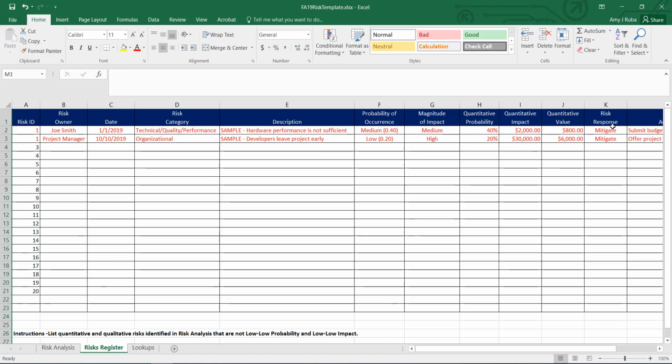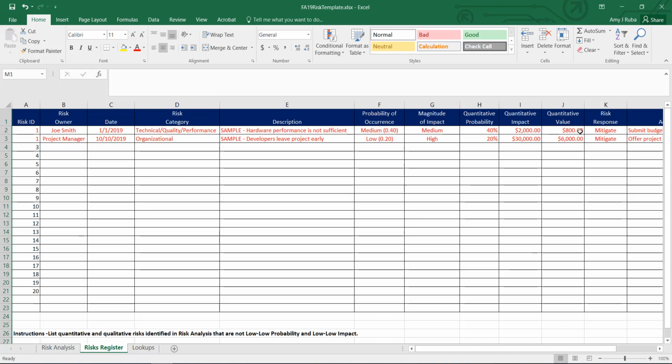For each of your quantitative risks, you will need to provide a quantitative probability, quantitative impact, as well as a quantitative value. The quantitative probability you already identified when you chose the probability of occurrence. In this case, we chose a probability of occurrence of medium, which carries with it a 40% quantitative probability. The quantitative impact is the cost of the risk occurring. For example, in this case, if the risk does occur, the cost will be $2,000.